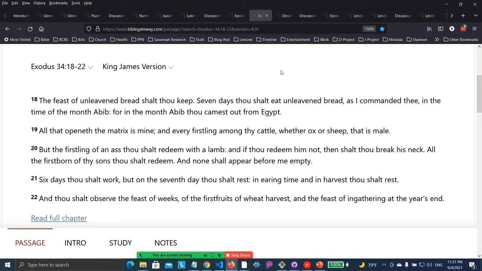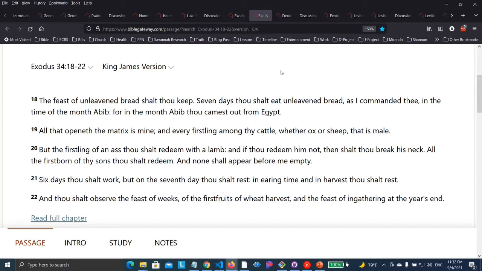We're going to see this right here in Exodus 34:18 through 22. The feast of unleavened bread you shall keep. 7 days you shall eat unleavened bread, as I commanded you, in the time of the month of Abib. For in the month of Abib you came out of Egypt. All that opens the womb is mine, and every firstling among your cattle, whether ox or sheep, that is male. The firstling of an ass you shall redeem with a lamb, and if you redeem him not, then you shall break his neck. All the firstborn of your sons you shall redeem, and none shall appear before me empty.